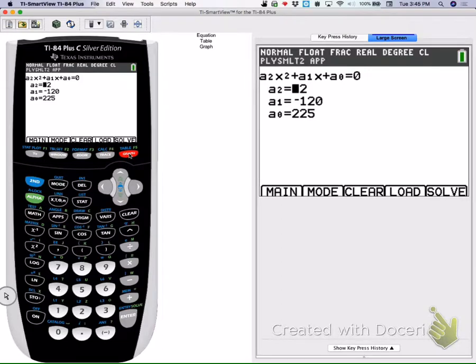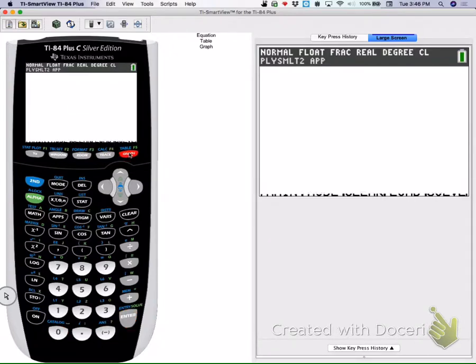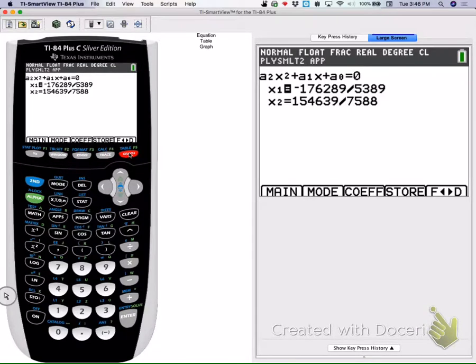Okay, so my a sub 2 there is what's in front of my x squared, so that's going to be 3. And then 37, and then negative 2,000. And then we solve. And it gave it to me as fractions. Okay, I tell you what, let's see if we can just hit this button here. Will it switch it for us? There we go. That's cool to know. Okay, we can switch back and forth there.